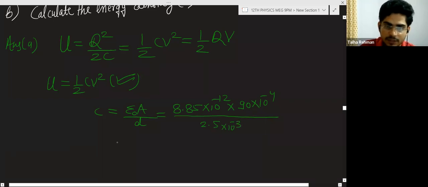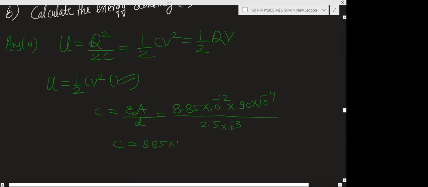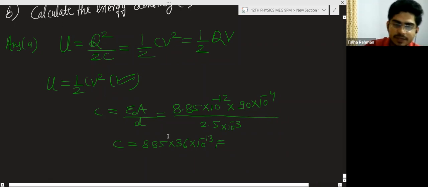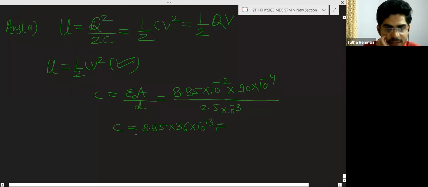Then C. Hamza, can you calculate this for me? Yes, sir. Into 36 and into 10 to the power minus 13 farad. Okay, you can calculate it later. So now we have capacitance C. So we can calculate U. Half, put the value of C.